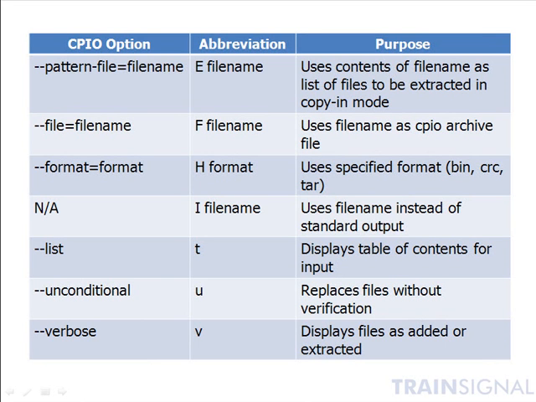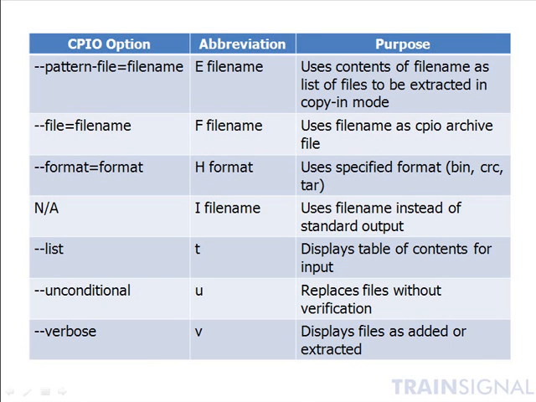--file equals file name, abbreviated with capital F space file name, says to use the file name as the cpio archive file. And --format equals format, abbreviated with capital H space format, says to use the specified format, which could be bin, CRC, or tar. And oddly enough, the -I space file name abbreviation doesn't have an option per se, but that means to use the file name instead of the standard output.